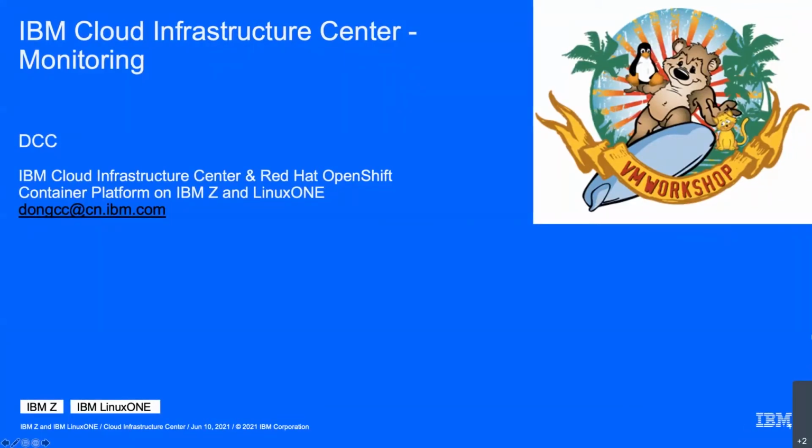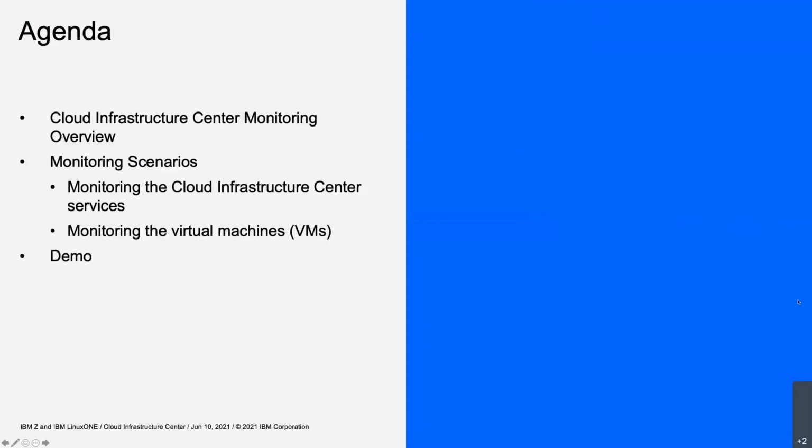Here's the agenda. First, I will give an overview of the monitoring feature. Secondly, I will show two typical scenarios that integrate existing monitoring infrastructure, like Prometheus and Grafana, with the IBM Cloud Infrastructure Center, focusing on two areas. One is service monitoring, the other is VM monitoring. And last, I will show a demo with sample dashboards to monitor the services of IBM Cloud Infrastructure Center and the VM instances being managed.